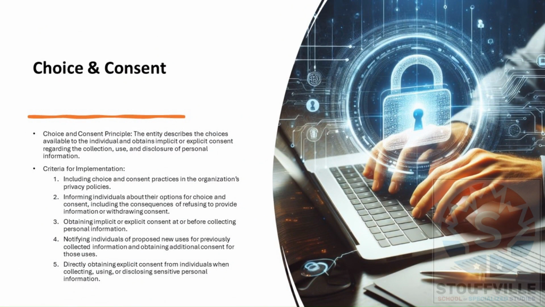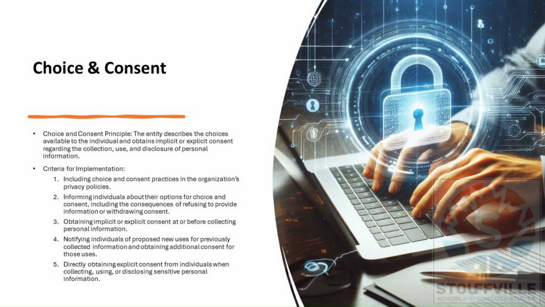Choice and consent is the third principle of GAPP, enabling individuals to maintain control over their personal information. GAPP defines choice and consent as: the entity describes the choices available to the individual and obtains implicit or explicit consent with respect to the collection, use, and disclosure of personal information.